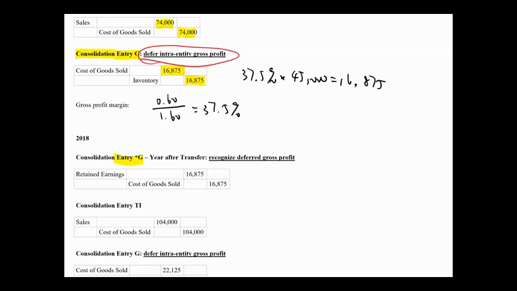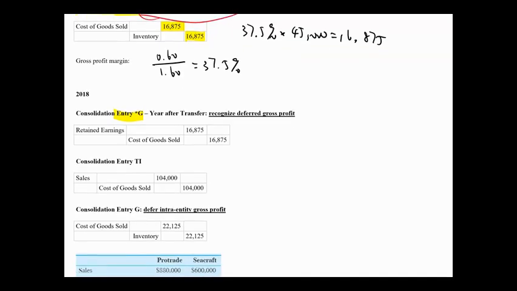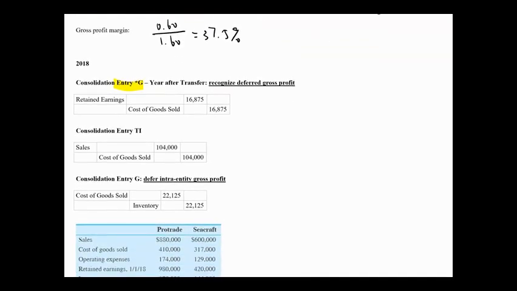As to why we debit retained earnings, it is because this is an upstream transfer and the subsidiary company is not going to update its retained earnings related to this overstated inventory and overstated gross profit by itself, so we need to deduct the amount by this entry star G. And then the second one is entry TI. Similar to 2017, we use entry TI to eliminate this intra-entity sales amount, 104,000.